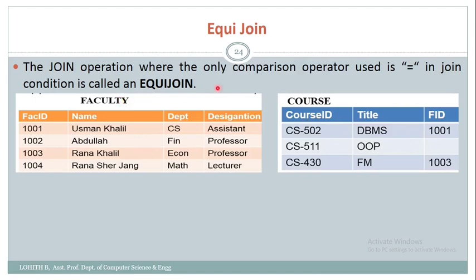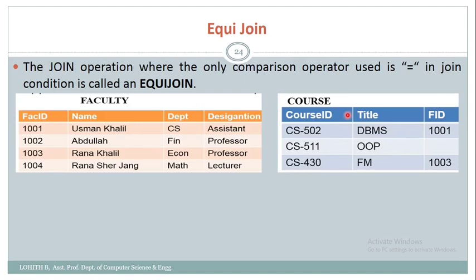Now if I want to join these two relations, as per the guidelines, in the join condition one attribute should be the primary key. In the faculty relation, faculty ID is a primary key. In the course relation, course ID is a primary key. Now if I want to join the two relations, that is faculty and course, the join condition should consist of the faculty ID and the FID of the relation course.